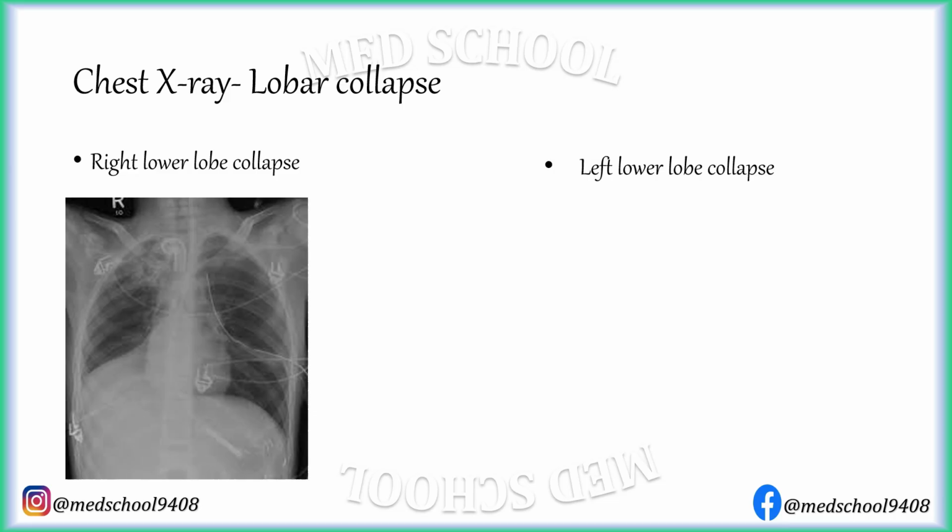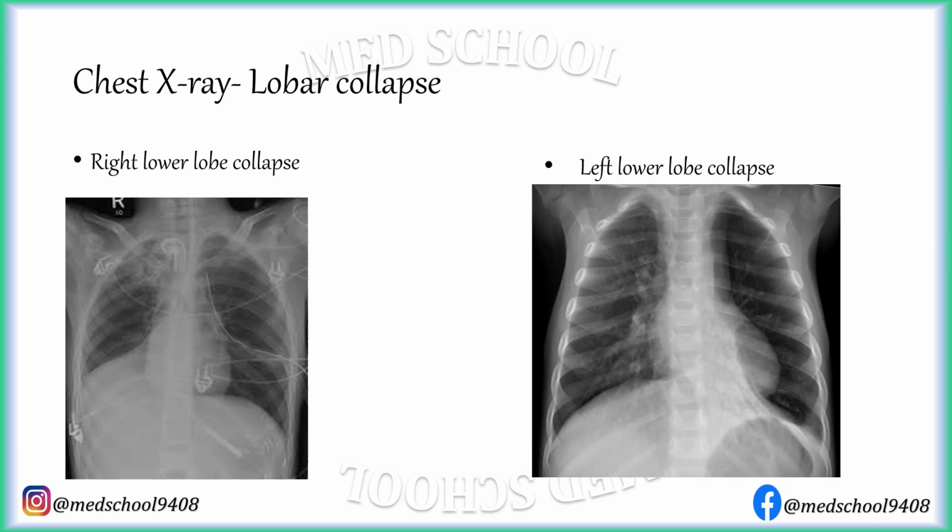In the left lower lobe collapse also, there is a triangular opacity in the left lower zone. The lateral edge of this opacity may create a double cardiac contour. The left hilum is also pulled inferiorly towards the collapsed lobe.